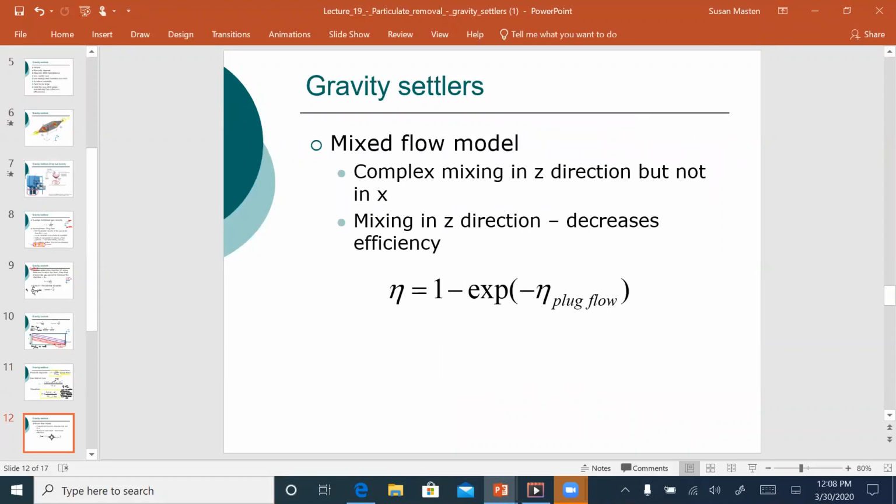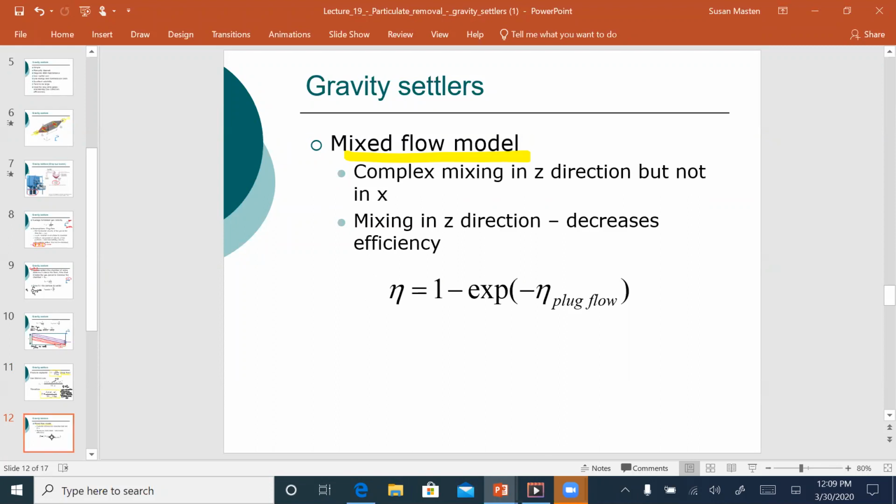We can also use a mixed flow model. That means we actually have some mixing in the X direction, but we don't have mixing in the Z direction, and that's going to decrease efficiency. So basically, a particle may come in at some height, but because you have mixing, it ends up higher in your drop box, and it's less likely to be removed.